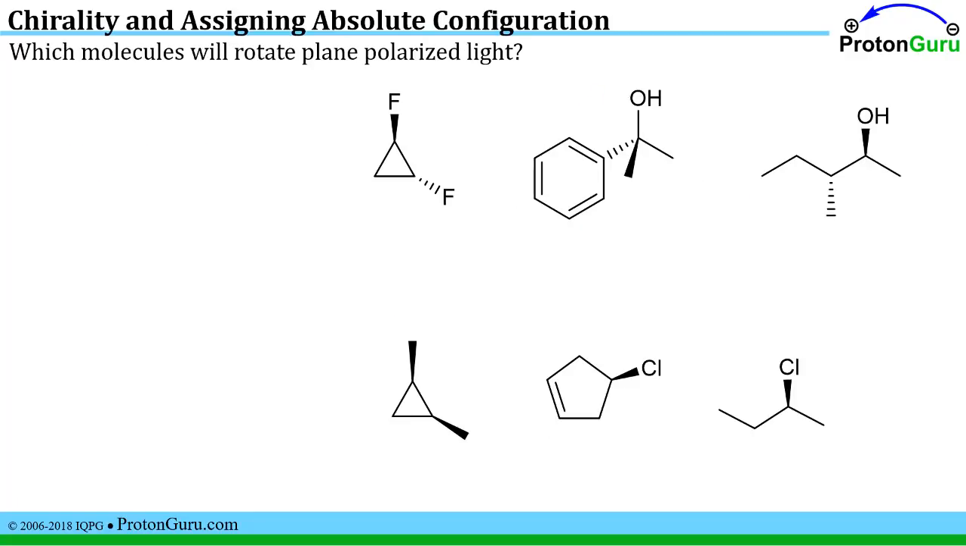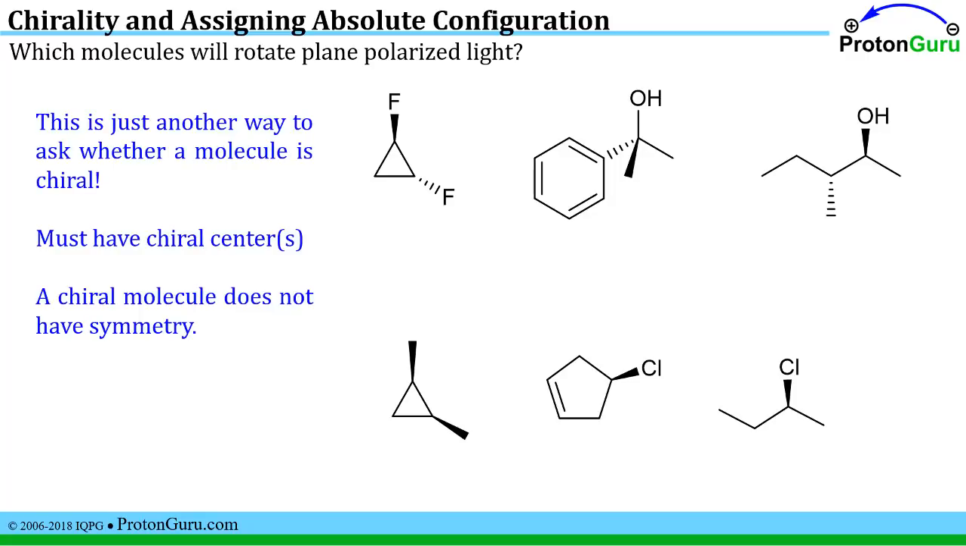Another really common type of question is one that asks you which molecules will rotate plane polarized light. Well, if you did the reading in primer lesson 1.17, you know that only chiral molecules rotate plane polarized light, so this is really just a different way to ask you whether a molecule is chiral. So when you're looking to see whether a molecule is chiral, you look for 2 different things.